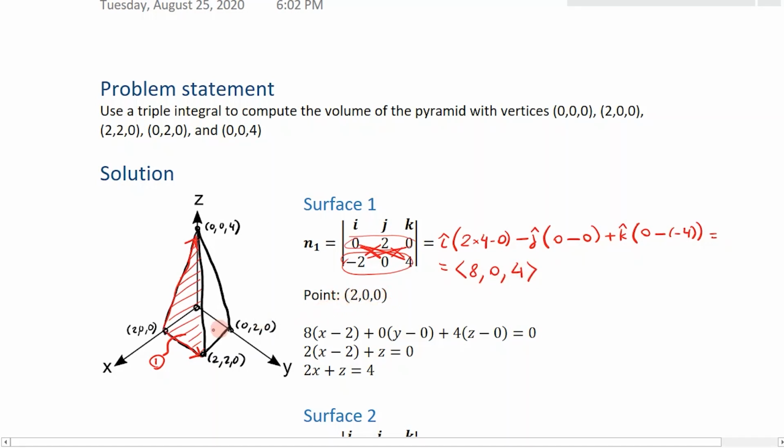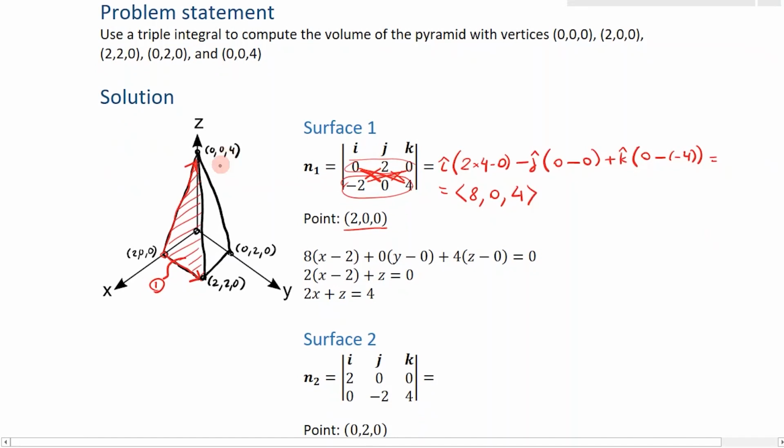A point that lies on the plane, for example, we can take 2, 0, 0, this point. And then from there, we can find the equation of the plane using 8, 0, and 4 from here and using this point 2, 0, 0, setting this dot product to 0, and then expanding. First thing I did though is divided the left-hand side and right-hand side by 4. That's how I got 2 here. This part is gone, and here I get 1, so I get this z over here. And then I expanded it to get 2x minus 4 plus z equals 0. Transferring 4 to the right-hand side, I get this equation. So surface 1 has an equation of 2x plus z equals 4.